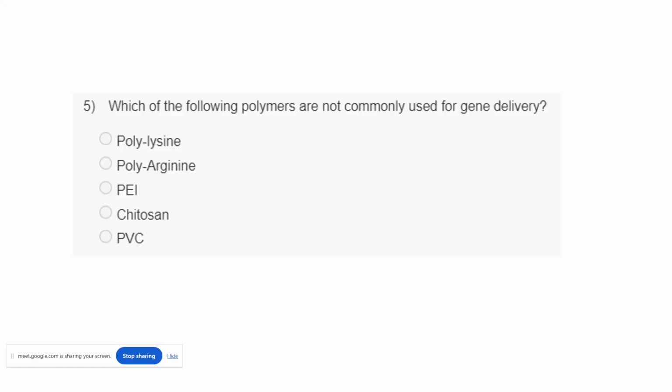Okay, moving on to the next question. Which of the following polymers are not commonly used for gene delivery?